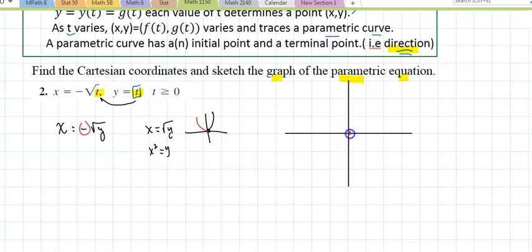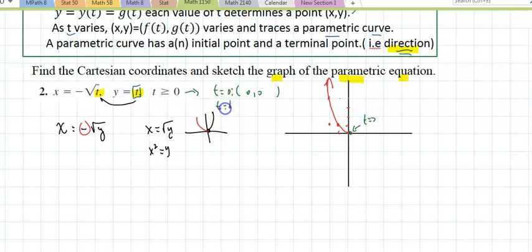So at 0, 0, when y equal 1, x equal 1, right? And when y equal 4, x equal 2. That's really how the graph looks like. Now I need direction. All I have to do is pick a couple of values of t. That is, let t equal 0. This is where I am right now. I am at the origin.